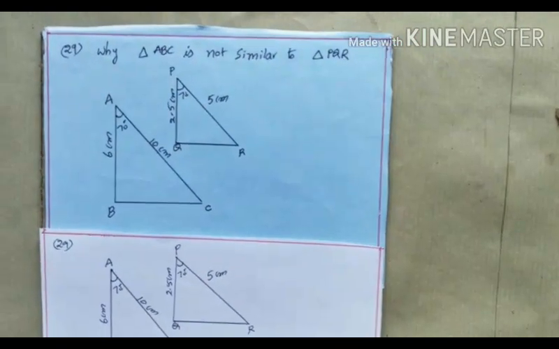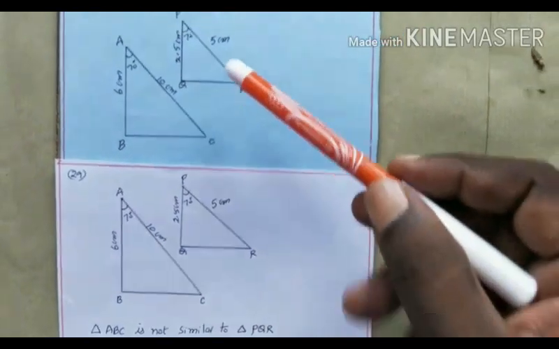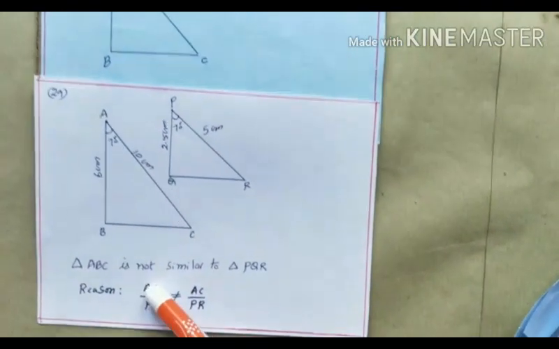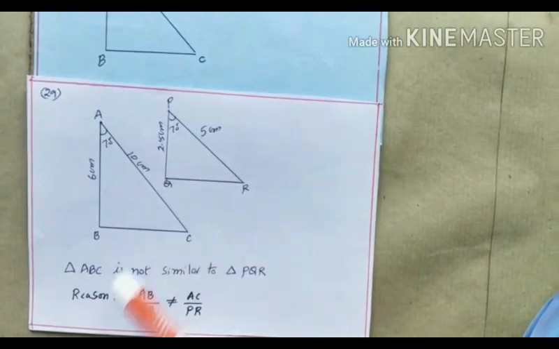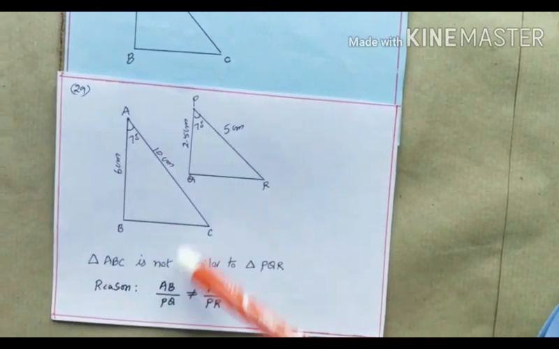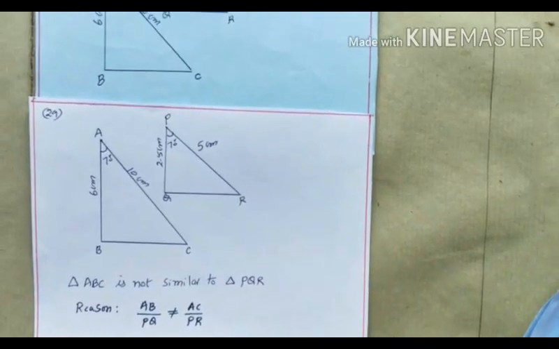Twenty-ninth question. Why is triangle ABC not similar to triangle PQR? Here, these are the two triangles. Triangle ABC is not similar to triangle PQR because the ratio of AB by PQ is not equal to AC by PR.